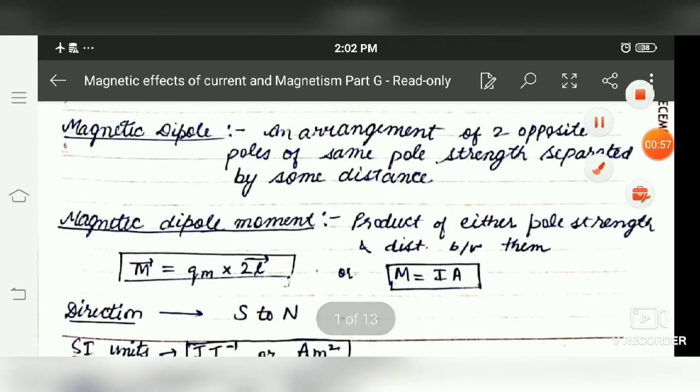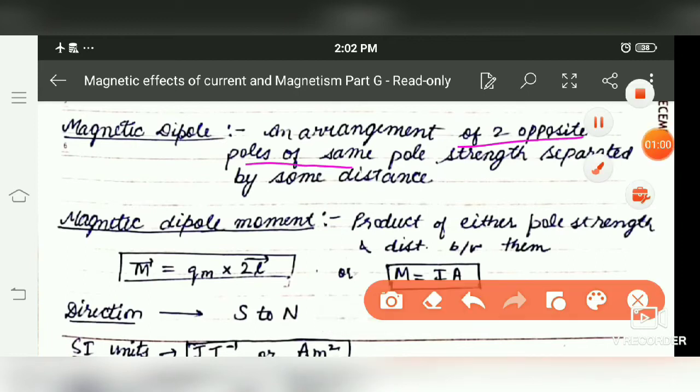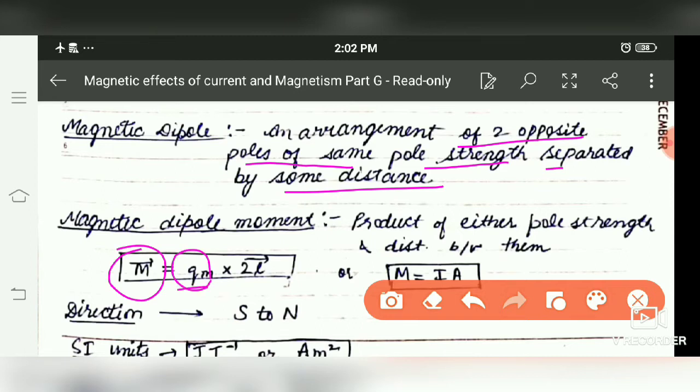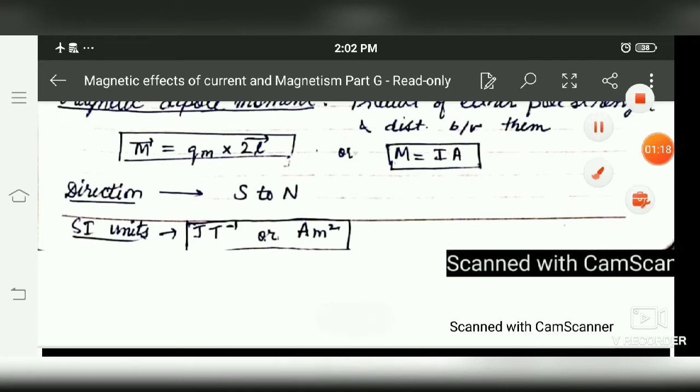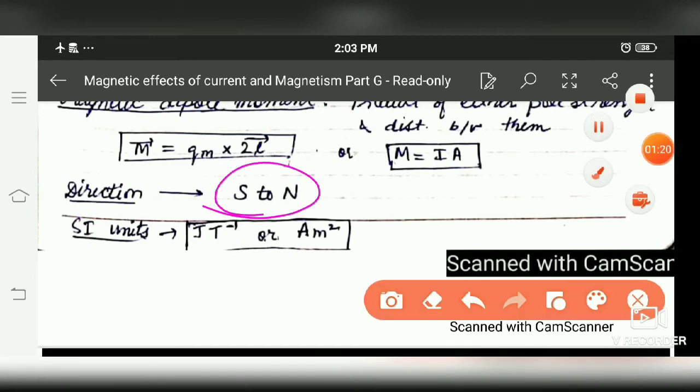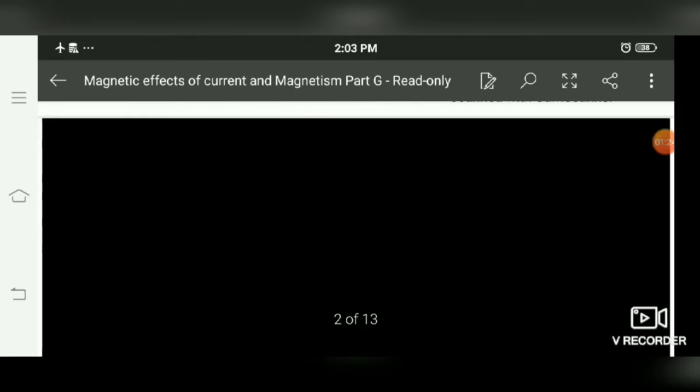Magnetic dipole: an arrangement of two opposite poles of the same strength separated by some distance, same like an electric dipole. Its magnetic dipole moment is represented by capital M with a vector, that is Qm, the strength of either pole, into the distance between them, or the other form is I into A. It's the same as the electric dipole moment, and its direction is from south to north. The unit is joule per Tesla or ampere meter square.